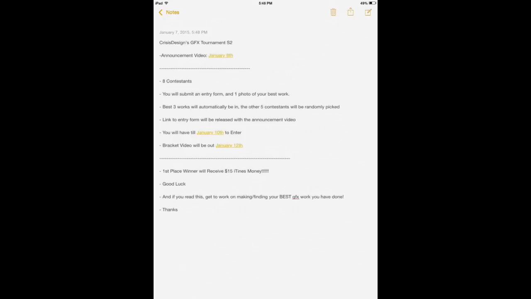The second thing I want to get into is the prize, of course. That's what you guys all want. I'm going to be giving away $15 in iTunes money. I got some iTunes money for Christmas from my parents, grandparents, family, whatever. And I'm going to be giving away $15 of my own money to you guys if you win the whole thing. That is a pretty good prize, I was thinking, in my opinion. So I hope you guys enter.